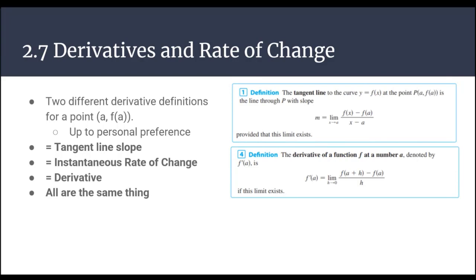So the first section is 2.7 for derivatives and rate of change. Essentially, there are a lot of ways to say slope. There's instantaneous rate of change, there's derivative, there's tangent line, or slope of the tangent line. And these are the two main definitions to give you the slope at a specific point. So we have definition 1, and then we also have definition 4 there. They basically will give the same answer if you use either formula, so for each problem, use whichever one you're more comfortable with.